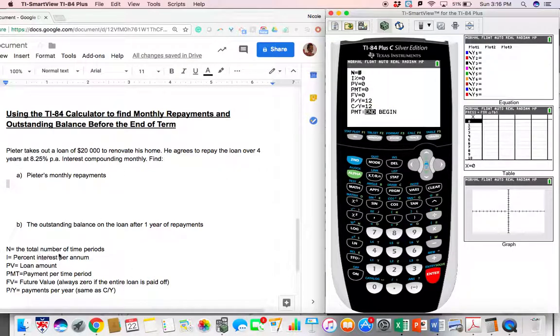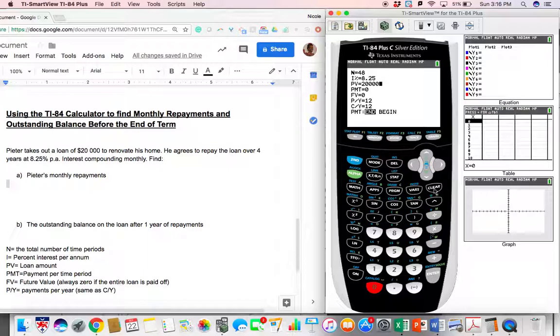The number of time periods in all, 4 years monthly, that is 4 times 12, 48 months for the entire time. Interest per year is given here as 8.25% per year. PV is the loan amount, the present value or starting value, which is $20,000. And that is given here.